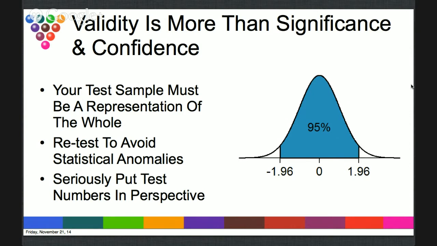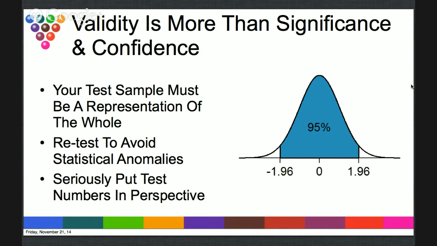It might be just that you had an influx in traffic one day where people were just buying, and that's not going to be what's happening on Tuesday. So whenever you're running tests, you do need to think of whether the test is a representation of the actual whole. Retest your campaigns to avoid statistical anomalies, or even tech anomalies that can occur as well. And then seriously just put those numbers into perspective. Again, these numbers are really in a vacuum.